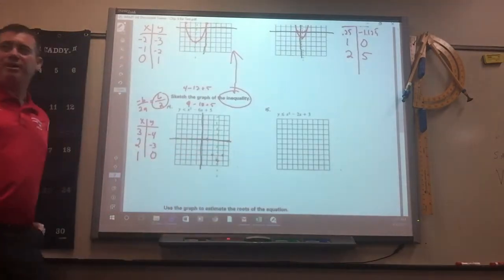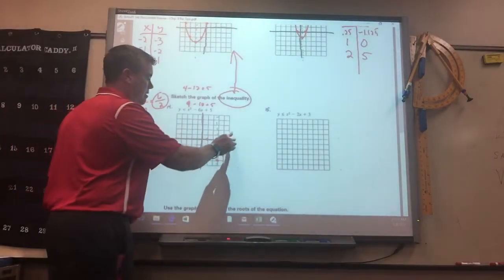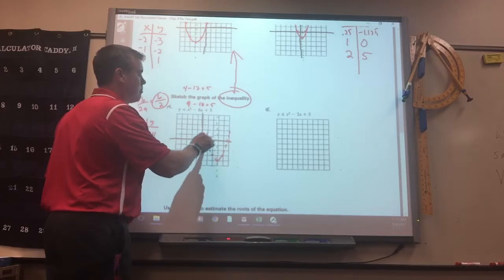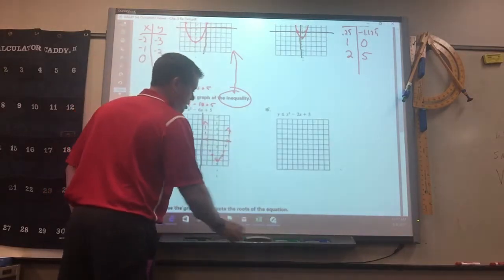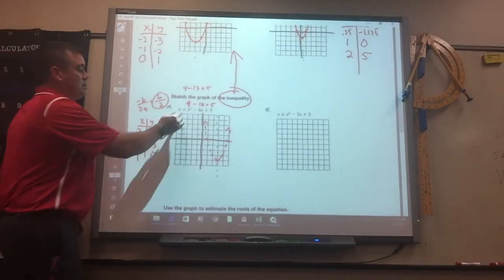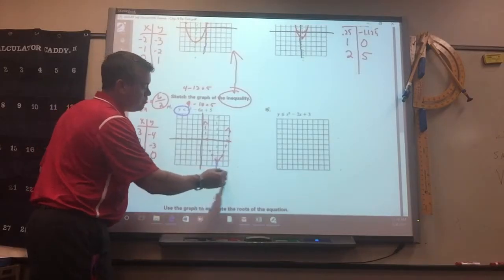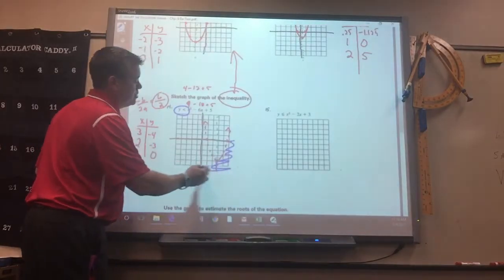And again, it's easy to forget this, but it doesn't have the equal, so you put a dotted line. And then you've got to shade. Since y is less than, you go to the vertex, less is below, which puts you outside, so you shade around it.